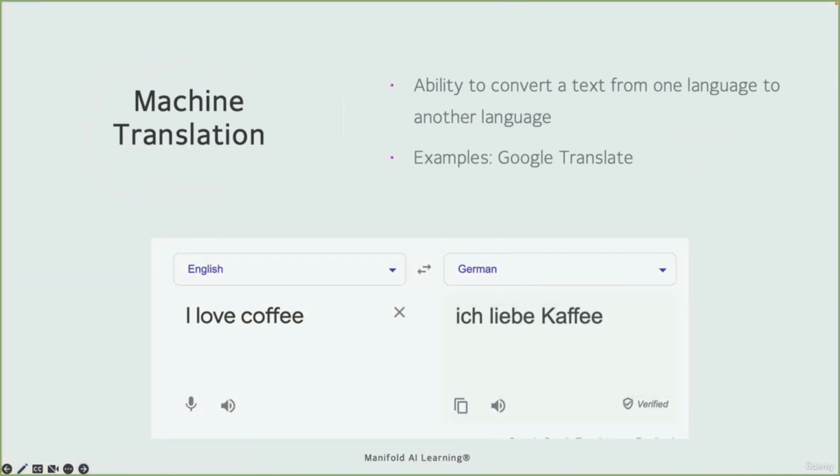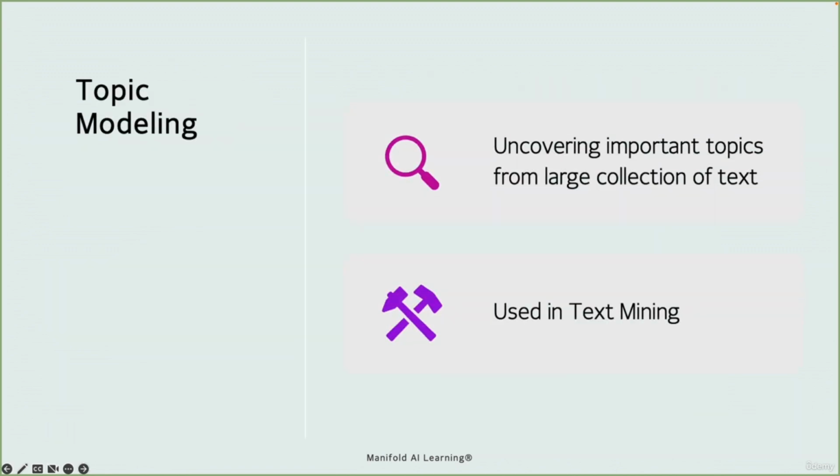Then the machine translation. So the machine translation is a typical task of converting a piece of text from one language to another language, and the application is Google Translate, which we generally see and which we use on a day-to-day basis. Okay, then the last one that I have mentioned was topic modeling.